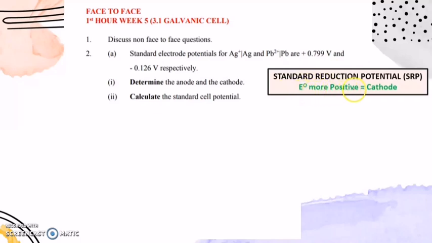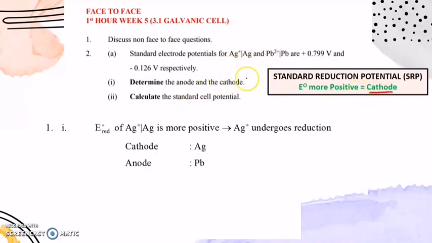The electrode with the more positive value will always become the cathode. So from these two values, Ag+|Ag has the more positive value, which means that Ag+ will undergo reduction. So our cathode will be silver, or Ag, while our anode will be Pb.